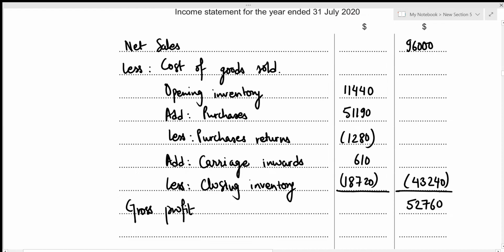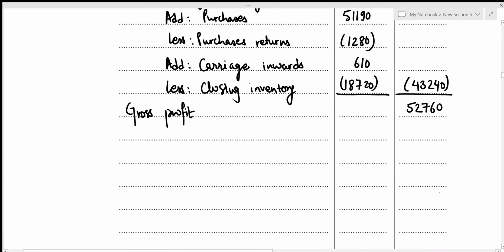All right, so this completes the first part. Now we need to add any other sources of income. So add other income.